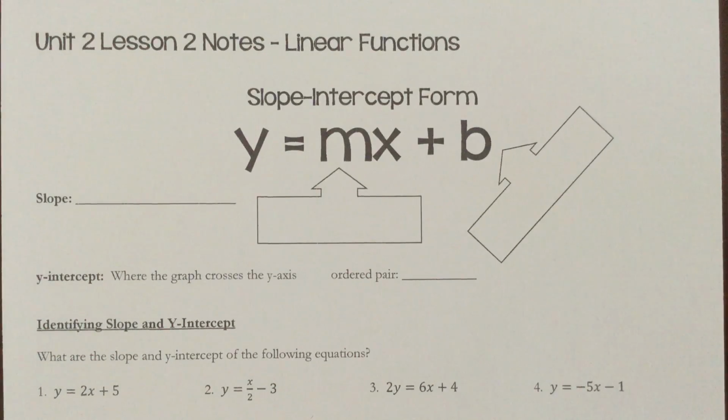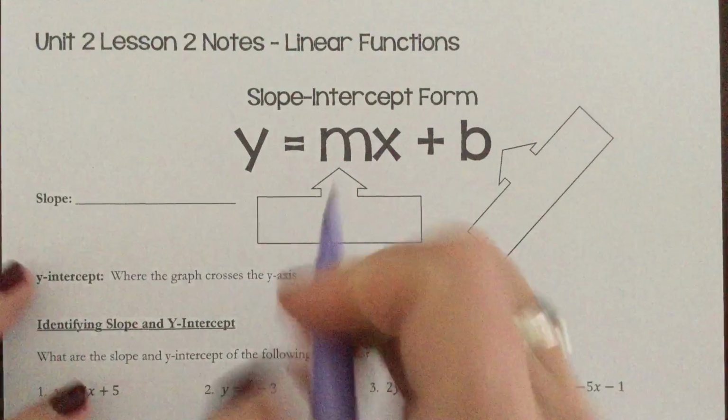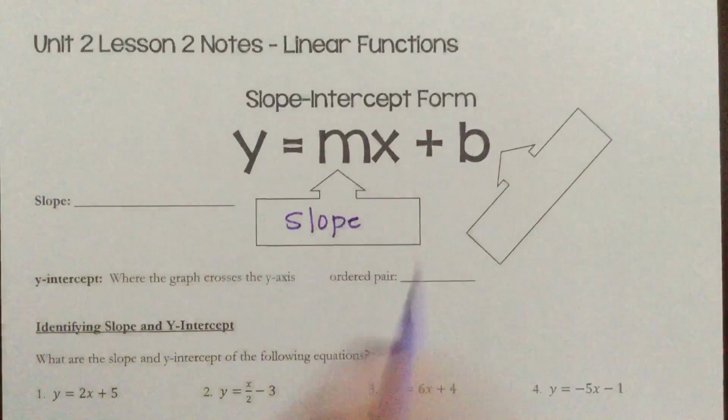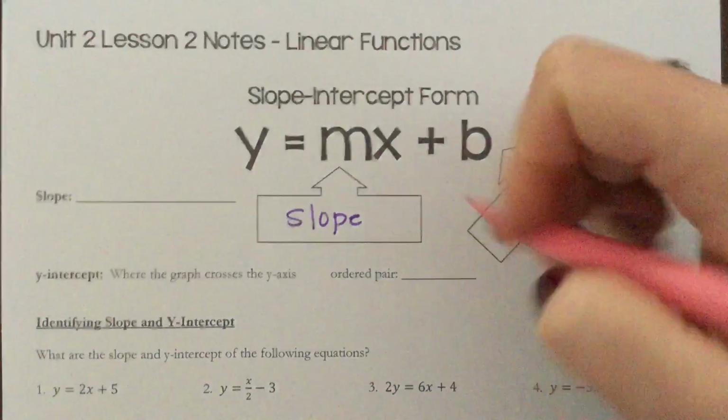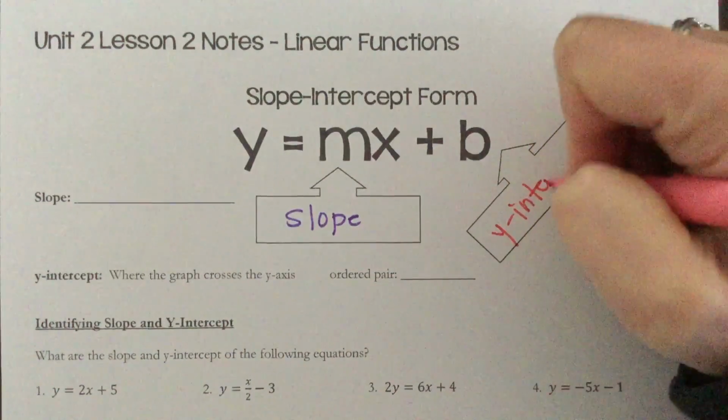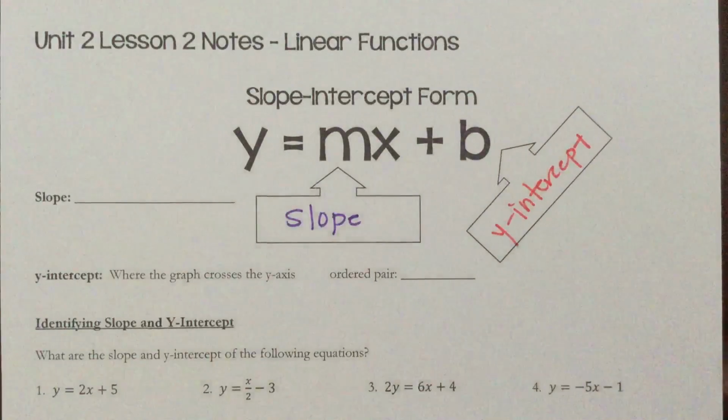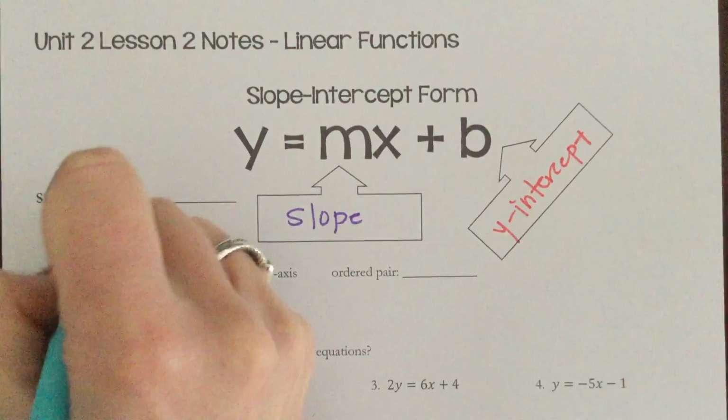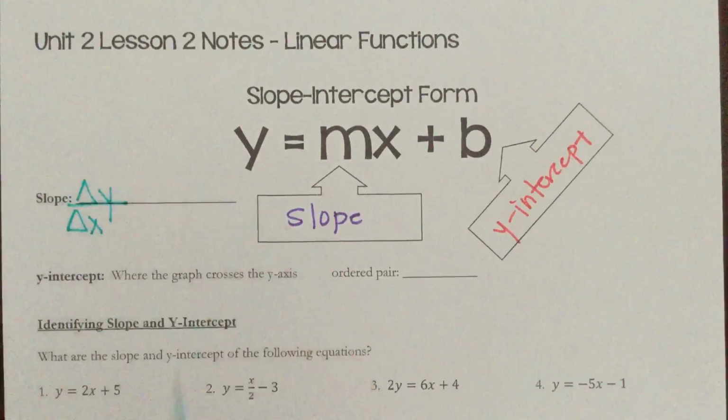We learned in the cartoon we just watched that slope-intercept form is y equals mx plus b. We learned in the video that m stands for slope and b stands for y-intercept. We also learned in the video that slope can be found by looking at the change in our y values over the corresponding change in our x values.